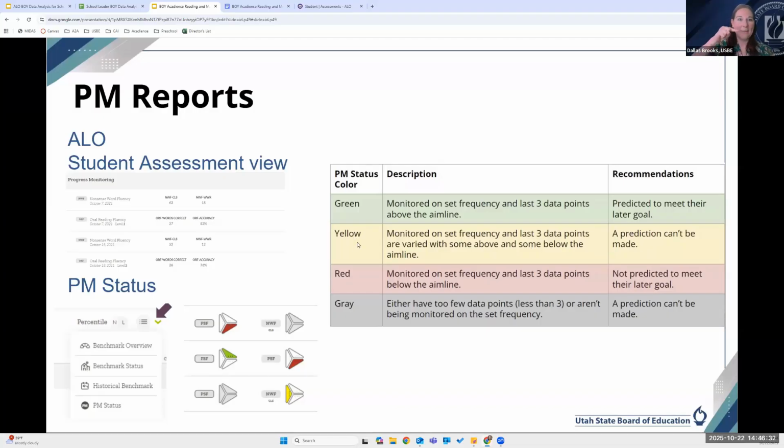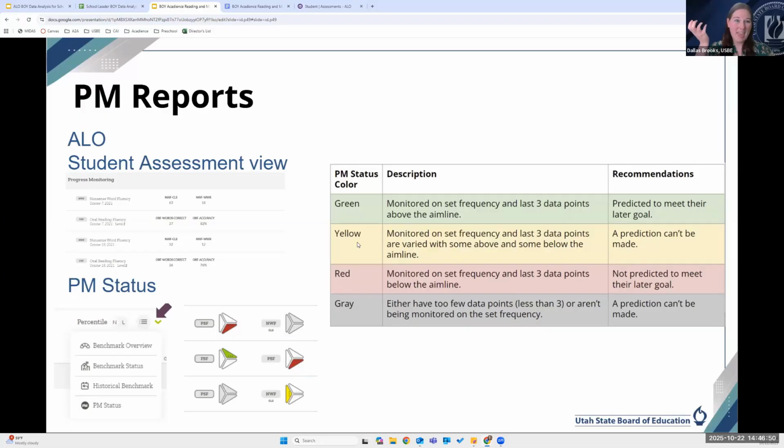The yellow means that their aim lines are going, their progress monitoring is going up and down, above and below the aim line. So again, it has to be on rate, and it's using the last 3 probes. So 2 were above, 1 was below, vice versa. 1 was above, 2 were below.